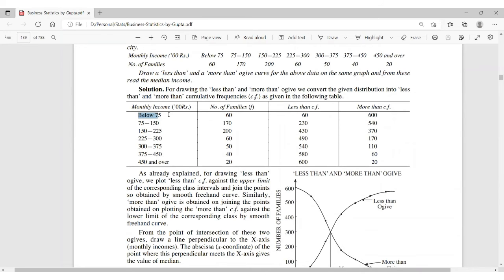Okay. Below 75, 60. Less than 150 comes to 60 plus 170, 230. Less than 225, 230 plus 200, 430. Less than 300, 430 plus 60, 490. Similarly 490 plus 55, 50, and so on. Got it? Okay. So this one is the total frequency.